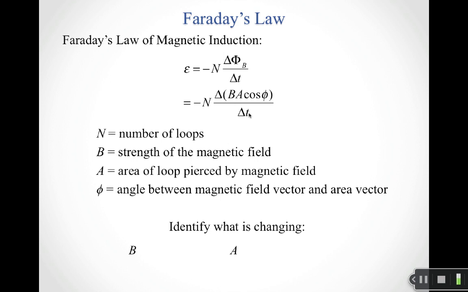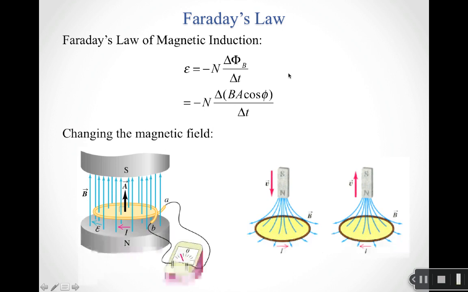Are we changing the area of the loop that's in the magnetic field? Or are we changing the relative orientation between those two things? So this is sort of going to be in terms of functionally working with Faraday's law. Mostly what we're going to do is emphasize, well, which of these three things is changing? Because that's going to tell us what we need to do mathematically.